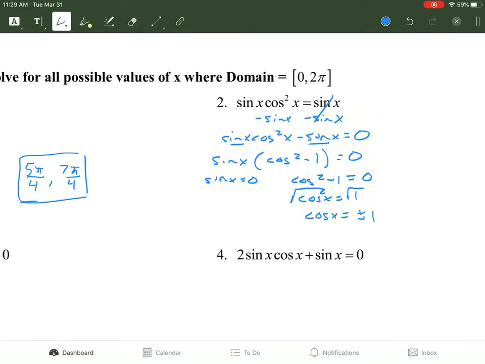All right, now that we have that done, I'm going to find out where sine of x is 0, and where cosine of x is either positive or negative 1. Okay, so for the sine of x equaling 0, that's going to be in 3 spots. It's 0, pi, and 2 pi. And for cosine of x equaling positive or negative 1, that's again in 3 places. 0, pi, and 2 pi.